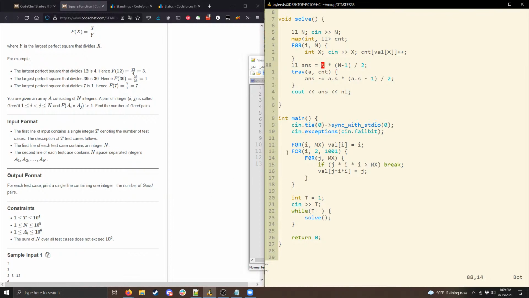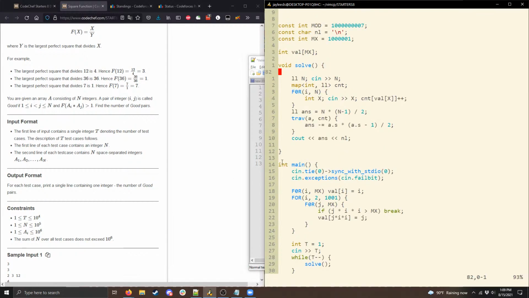And so then what I do is I store the number of times each value of f of x appears, and then initially the number of good pairs, I'm just setting it equal to n choose 2, which is the number of pairs that exist in general.